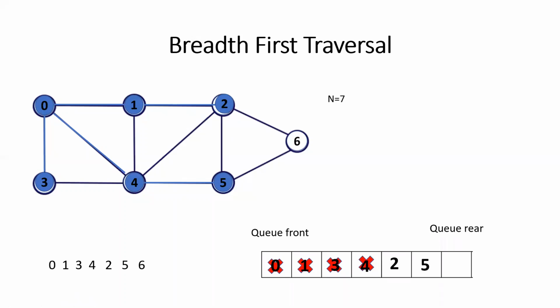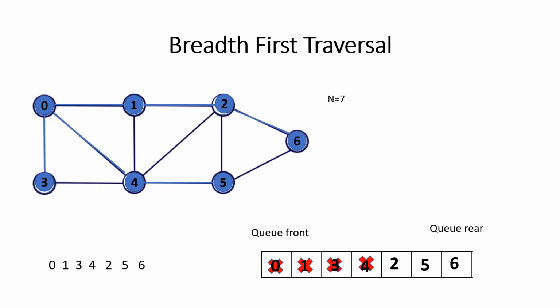Which are the vertices adjacent to vertex 2? 5, 6, 4 and 1. Among these, how many vertices are not visited? Only 6 is not visited. So what we have to do? We have to insert 6 into the queue, and we have to visit that vertex.